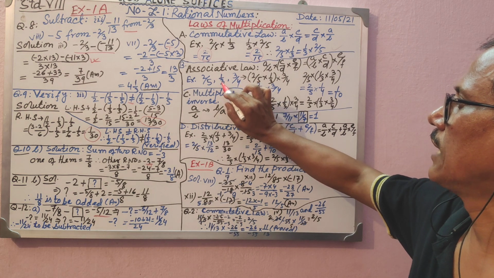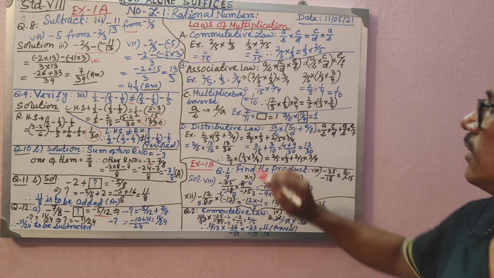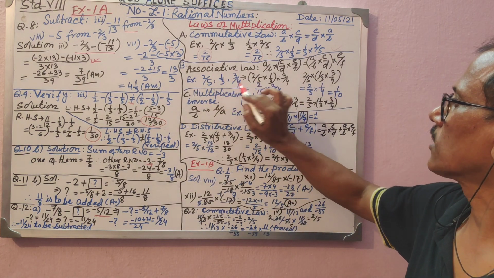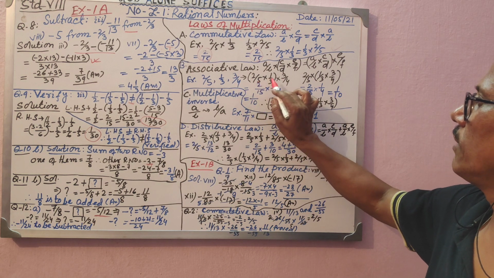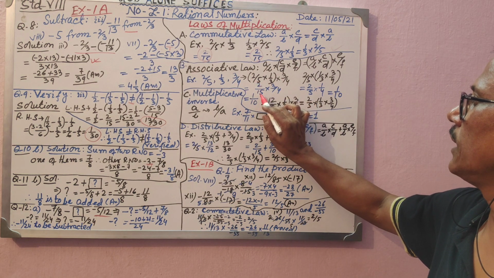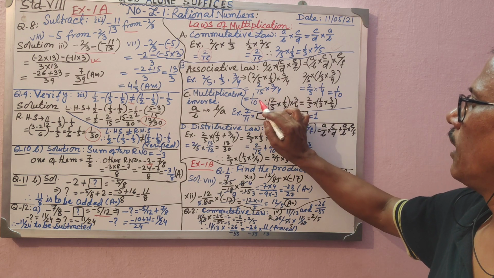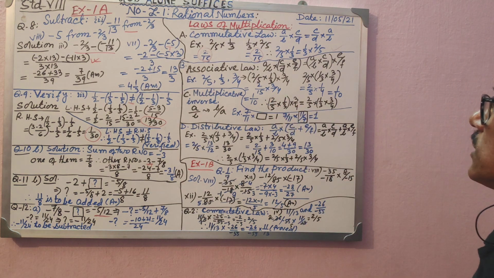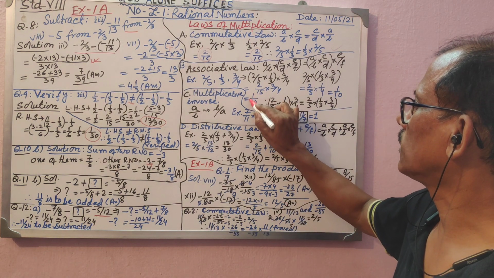I have taken an example: a by b as 2 by 5, c by d as 1 by 3 and e by f as 3 by 4. So let us see. First you do this. If you find out 1 by 3 into 3 by 4, it will become 3 by 12, and 2 by 5 into that will become 6 by 60. 6 by 60 means 1 by 10. 1 by 10 is the value for this side.